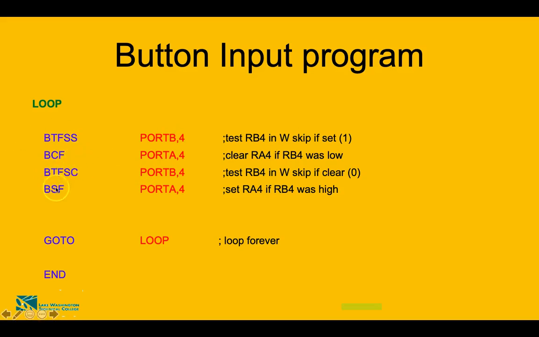So again, if your switch S1 is not clear, which means it is 1, then what is going to happen? This instruction will be executed, bit set F. So set RA4, RA4 equals 1 if RB4 was high.